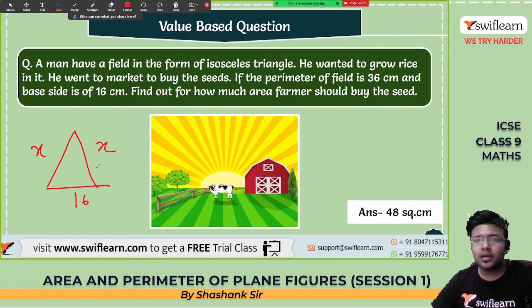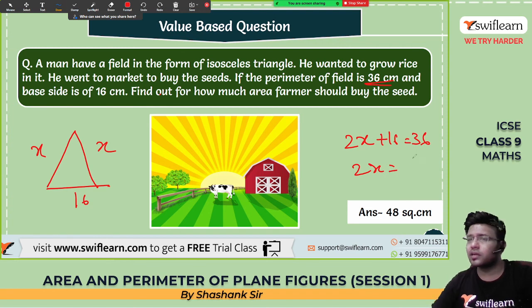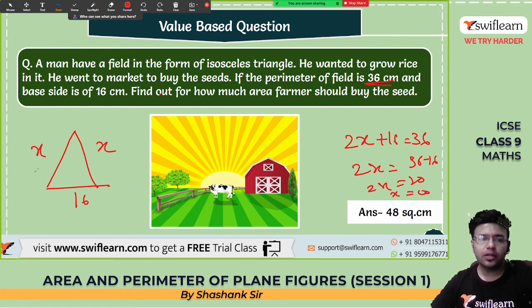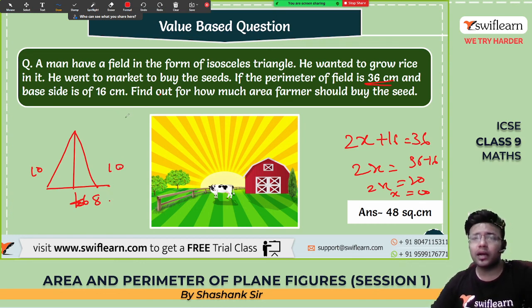So the perimeter is 36 centimeter. So x plus x plus 16 is 36. 2x is 36 minus 16, which is 20. 2x is 20, x is equal to 10. So the sides are 10, 10, 16. So 36 is the perimeter. Now find area of this triangle. We know that the altitude of the isosceles triangle divides the base in two equal parts. So find the height using Pythagoras theorem. This is 16, so half is 8. So 10 square minus 8 square, 100 minus 64 is 36, square root of 36 is 6.